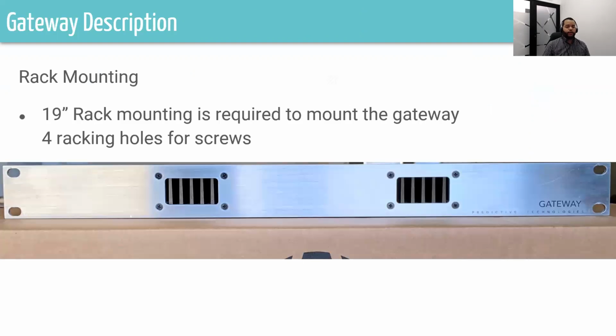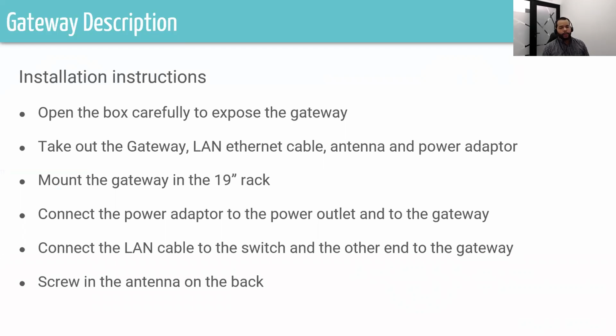When you are mounting the gateway into the rack, if there is a rack available on the site, use a 19-inch rack mounting. The gateway does provide 4 racking holes to put the screws inside the rack. The installation instructions of the gateway are the following. You may want to take a picture of this if you want.